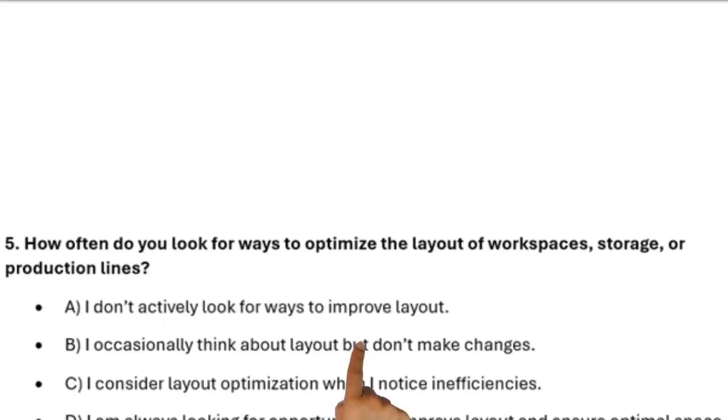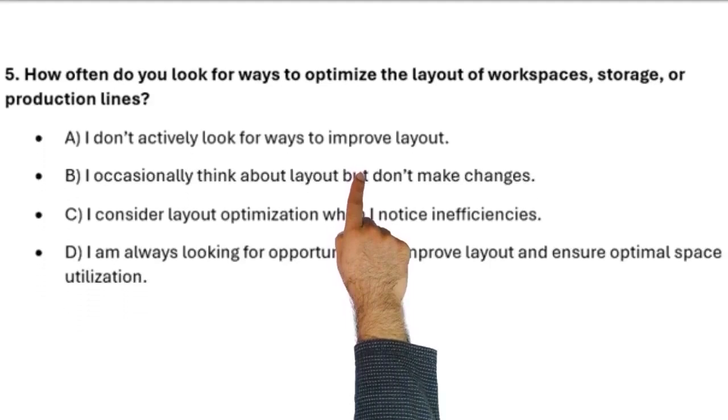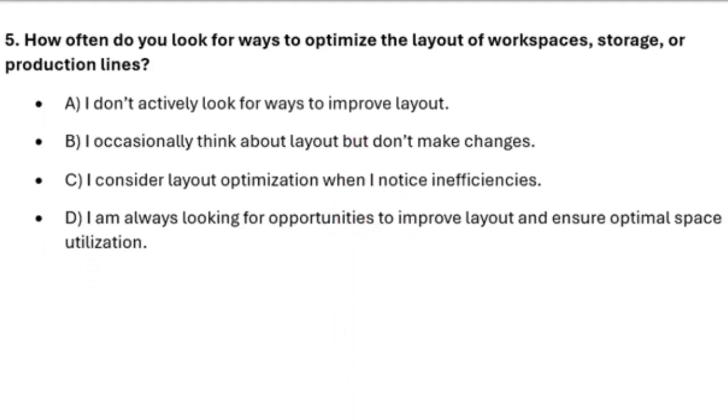5. How often do you look for ways to optimize the layout of workspaces, storage, or production lines? A. I don't actively look for ways to improve layout. B. I occasionally think about layout but don't make changes. C. I consider layout optimization when I notice inefficiencies. D. I am always looking for opportunities to improve layout and ensure optimal space utilization.